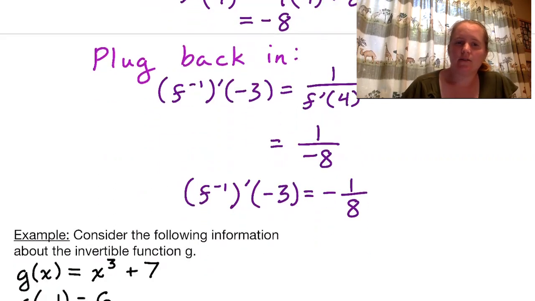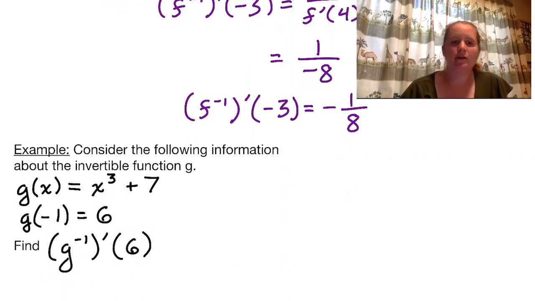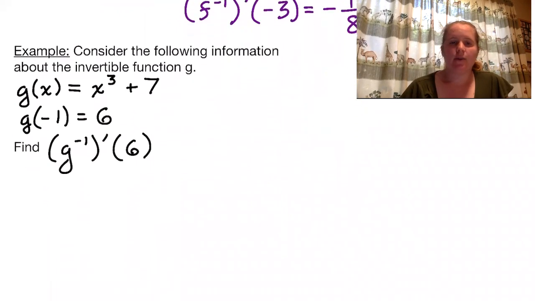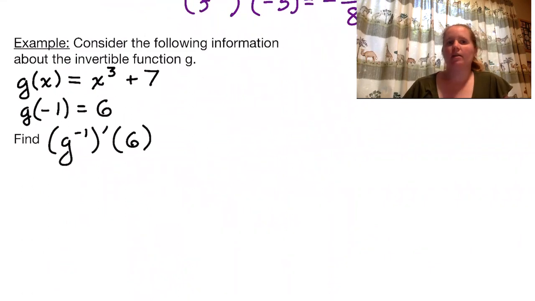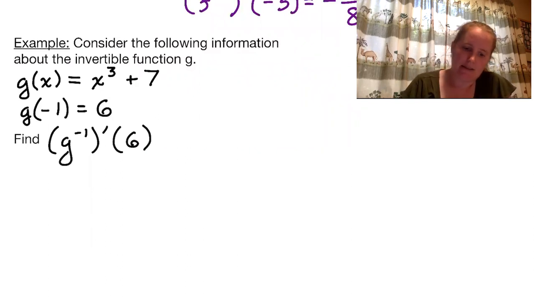So let's go ahead and do this for one more function. Consider the following information about the invertible function g. g of x is equal to x cubed plus 7. g of negative 1 is therefore equal to 6. And our job is to find g inverse prime of 6.